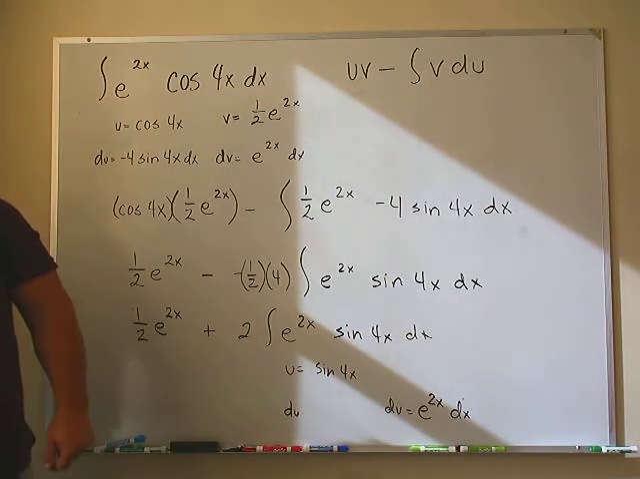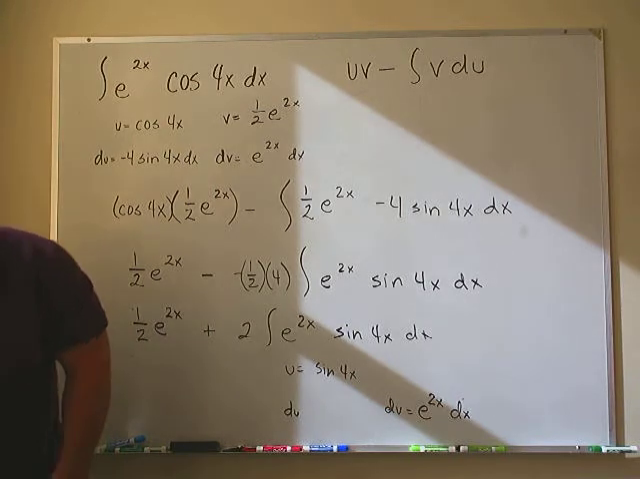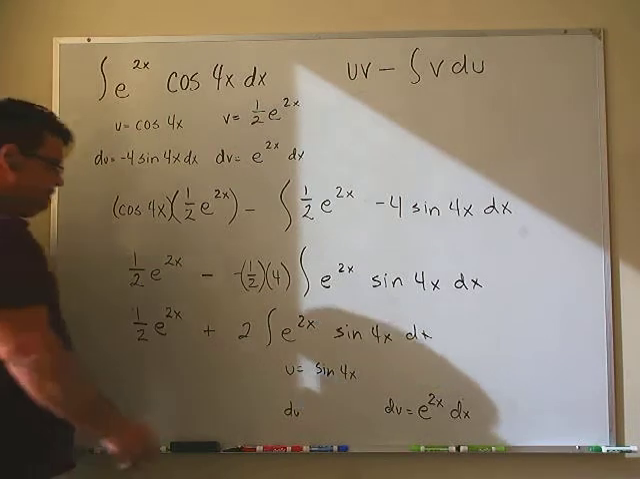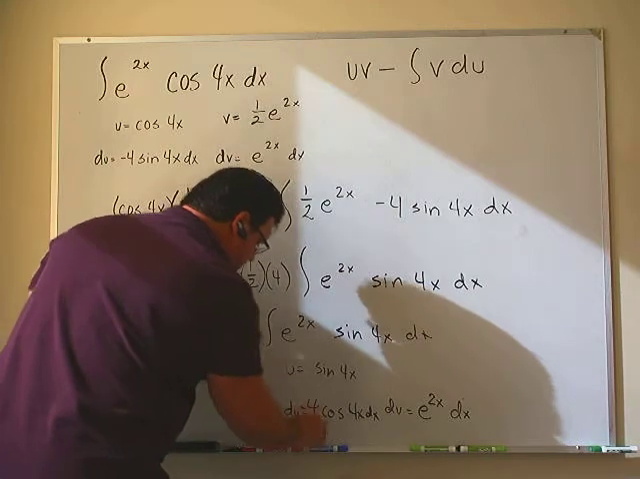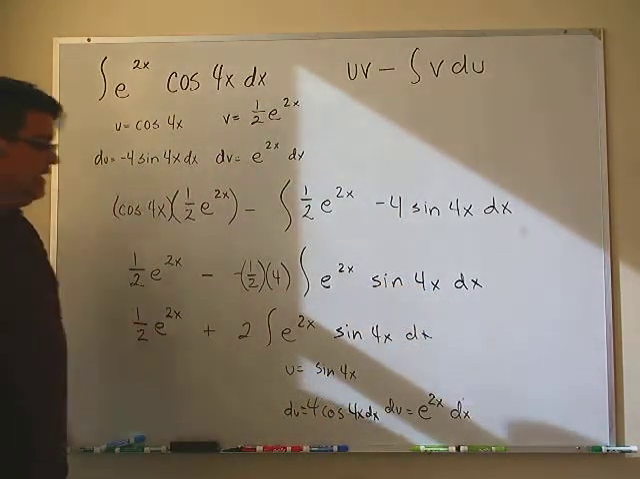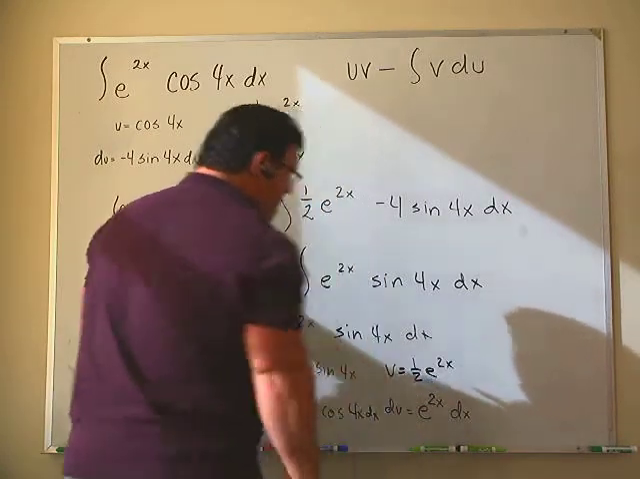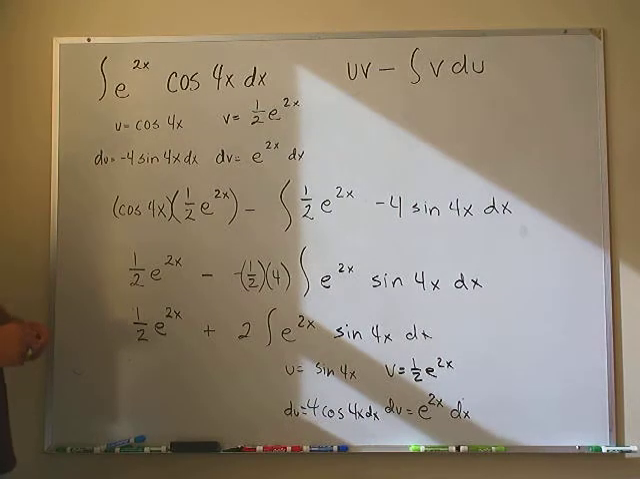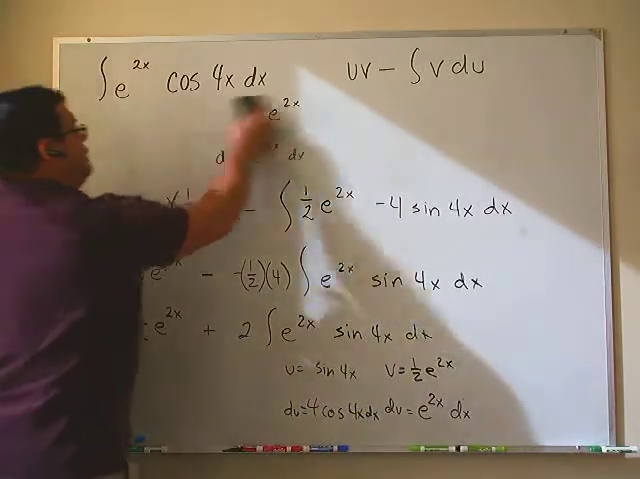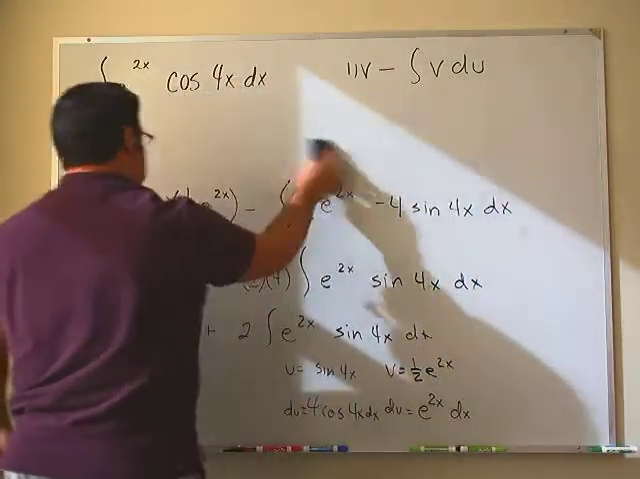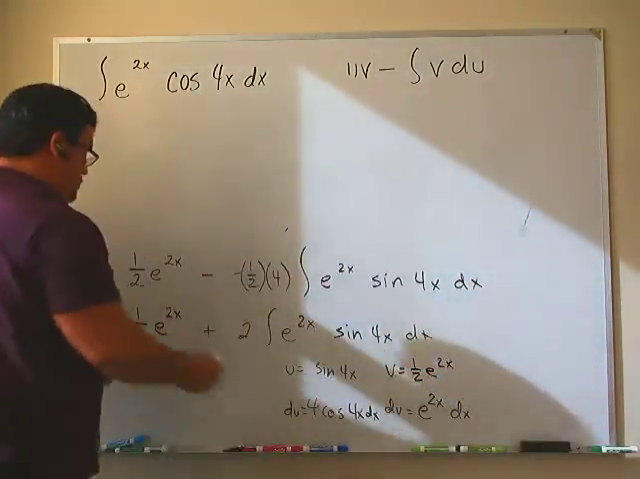Taking the derivative of the sine of 4x, you're going to get 4 cosine, yep, 4 cosine of 4x dx. And if you take the antiderivative of e to the 2x, you're going to get the same thing, 1/2 e to the 2x. Now, I'm going to erase the top of the board up here. I'm going to leave this because we're going to need this later. So I'm going to erase the top and plug everything back in.